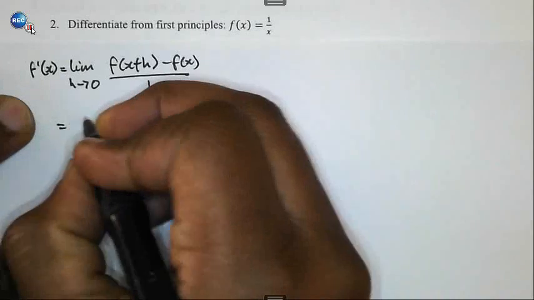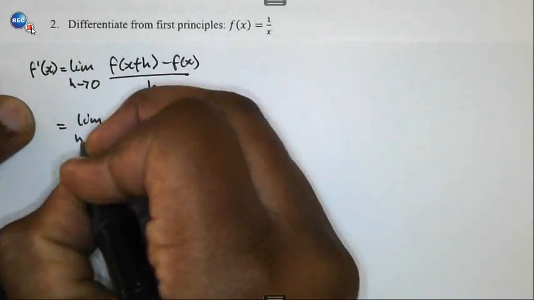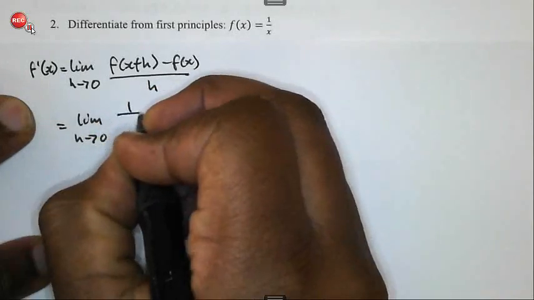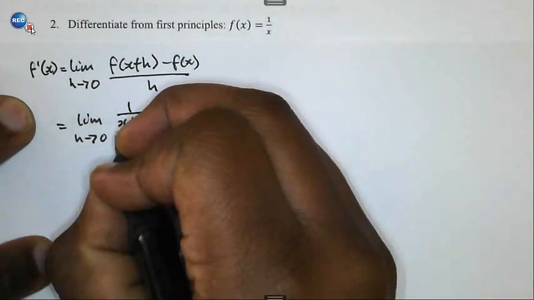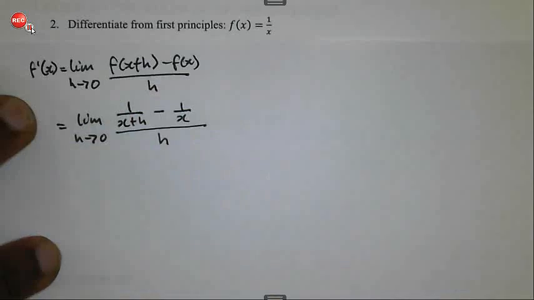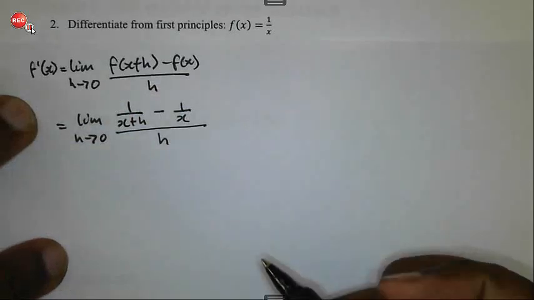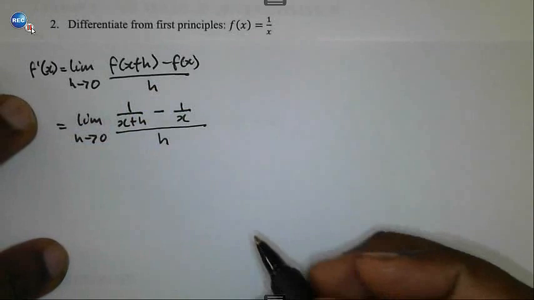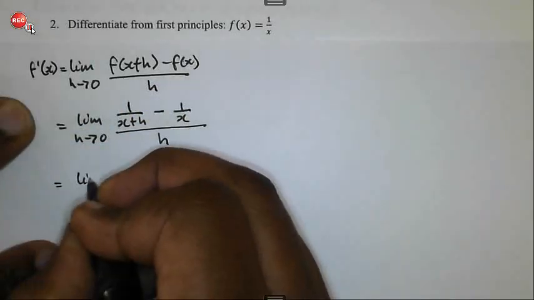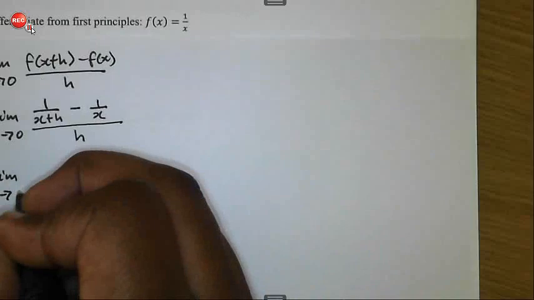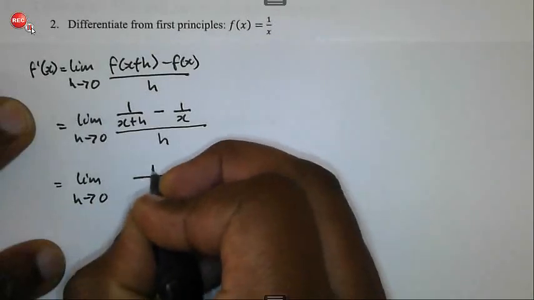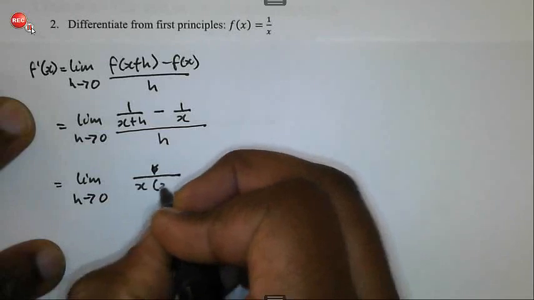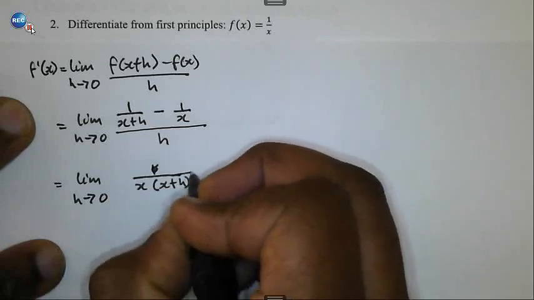Okay, so let's do this. The limit as h approaches 0 of 1 over x plus h minus 1 over x, divided by h. Now, this is where you will have to remember how to work with your common denominators. So we're going to say the limit as h approaches 0 of, the common denominator here is x times x plus h, isn't it? That's the common denominator there.